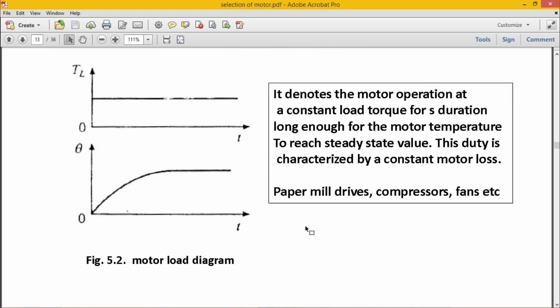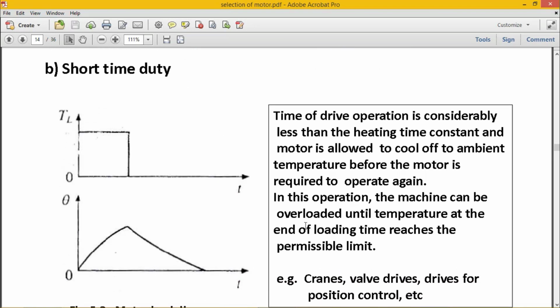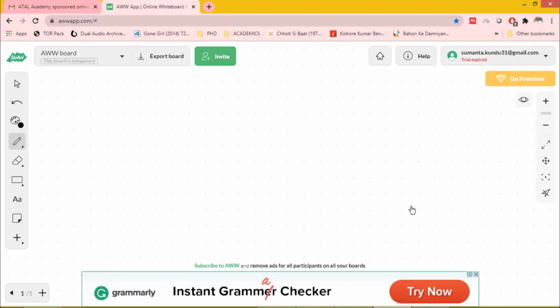Now short time duty. In short time duty, the operation time of the drive is less than the heating time constant. So for short time duty, the operation time is less than the heating time constant.